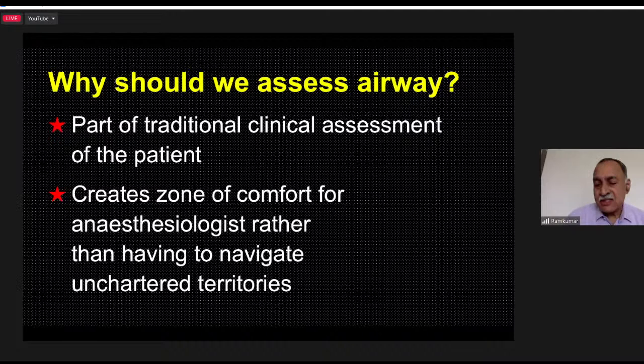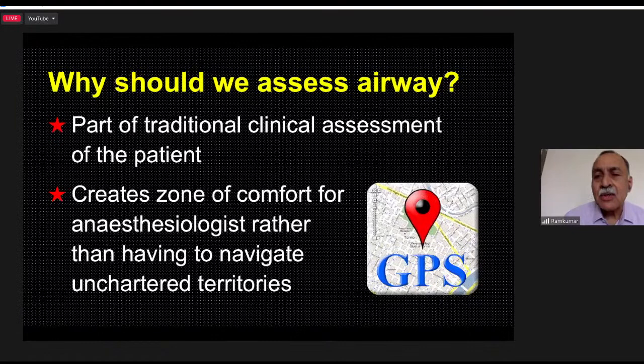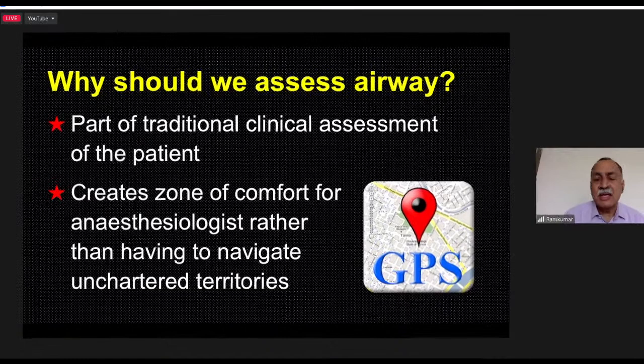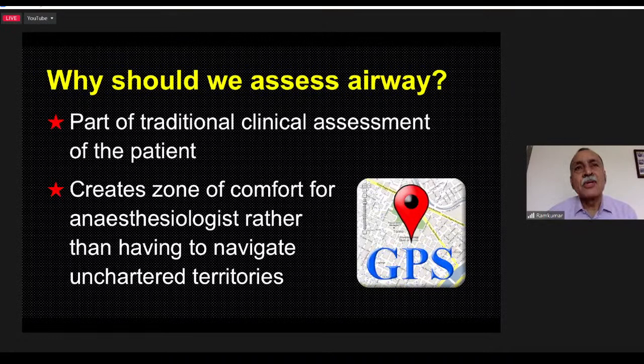Now, by assessing the airway, we also create a zone of comfort for ourselves rather than having to navigate through uncharted territories. And I'd like to put up this GPS icon here for the time being, because nowadays, nobody believes any science. I remember earlier in Pondicherry or anywhere in Tamil Nadu, you ask, how do I get to such and such a place? They say, sir, straight up, right to Ponga, dead end left in Solvanga. That is the way you reach your destination. But nowadays, I think we all need a much more detailed approach to our destination. And for the topic of the day, our destination is securing a definitive safe airway. And for this, the first step of the GPS that we use is airway assessment.